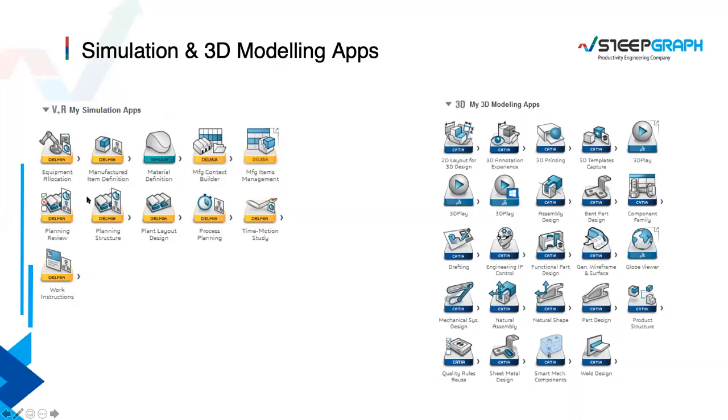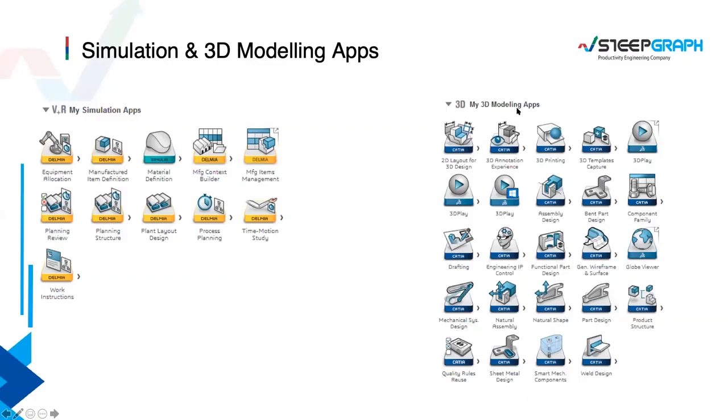Some of the apps you can see here are a lot of DELMIA apps, such as equipment allocation, manufactured item definition, manufactured context builder, and all of these are native apps. This arrow takes you to the native app. So it opens DELMIA, goes to the specific context, and then you can start working. One of the key goals of the dashboard and the widget is that you can directly jump into the context application, the context view. So this is where these apps point to.